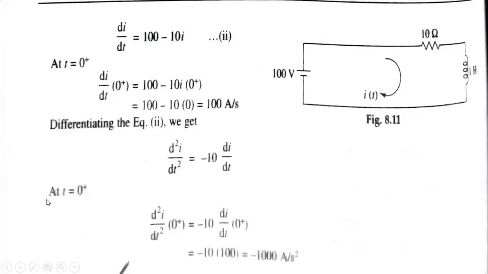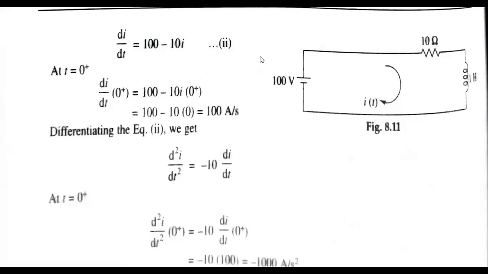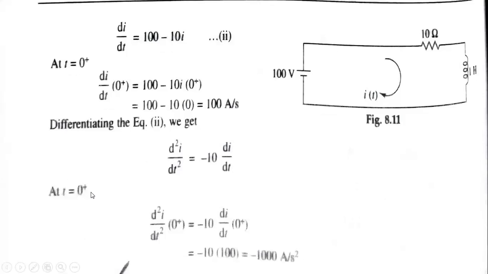Why am I writing this condition every time? Why am I writing this t? Because at 0 minus the case is different, and at 0 plus the case is different. At 0 minus is before switching, but we are interested after switching. That's why I'm writing here t equals to 0 plus. So d square I by dt square, in this case at 0 plus.